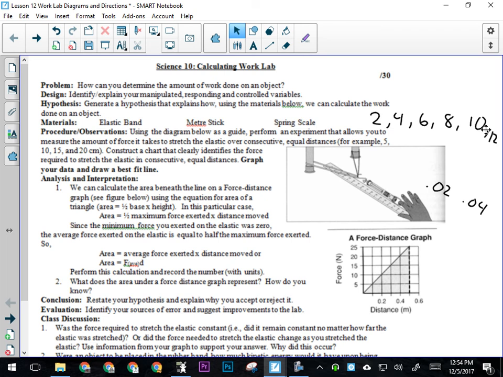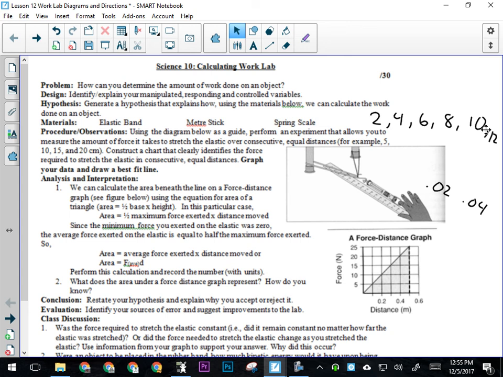Probably a controlled variable. Anything that affects the tension in this rubber band has to be controlled. Anything that could affect the initial tension in the rubber band. All right, so the other piece of equipment that we're going to be using are these spring scales.